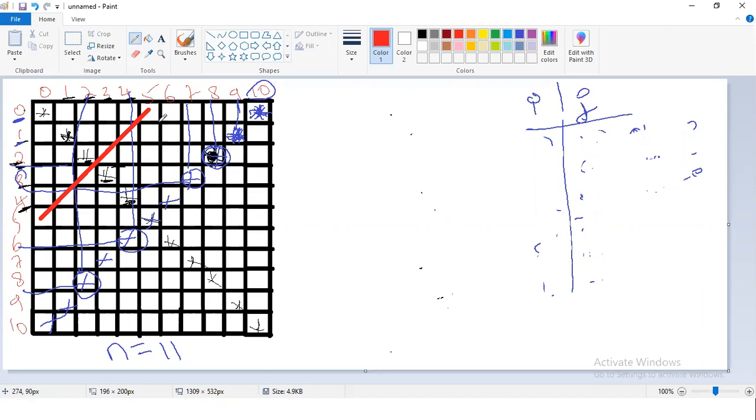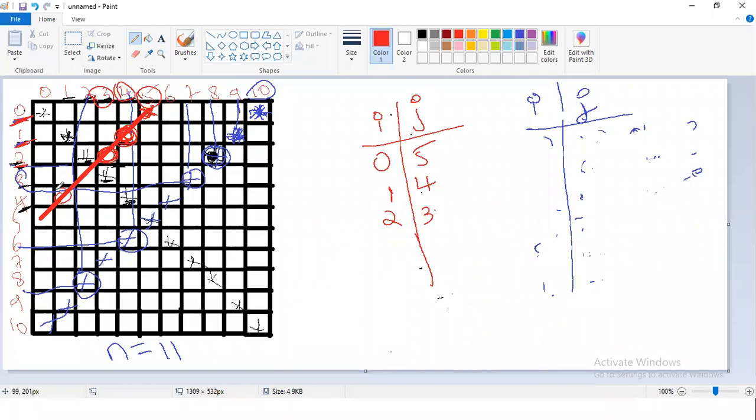So for that red line, we will see the i and j values. To print this star, what's the value of i? 0, right? What's the value of j? 5. To print this star in that line, the value of i is 1. What's the value of j? 4. To print this star, what's the value of i? 2. What's the value of j? 3. To print this star, I have skipped one line, no problem, the value of i is 4. The value of j is 1.